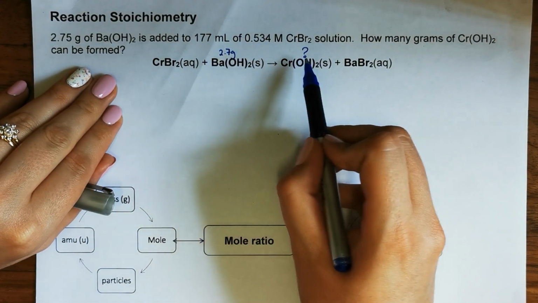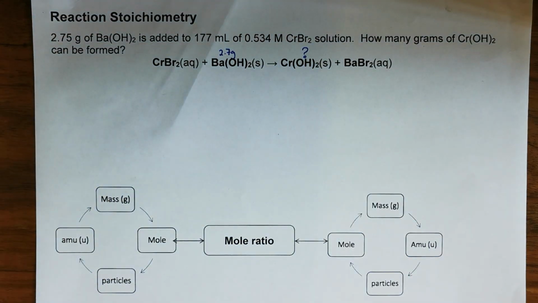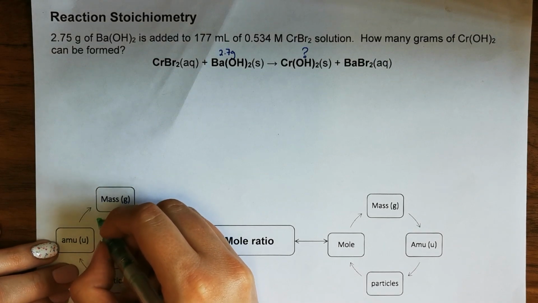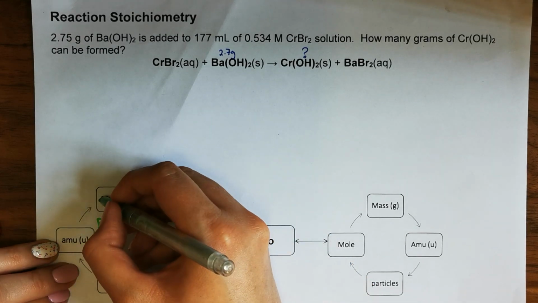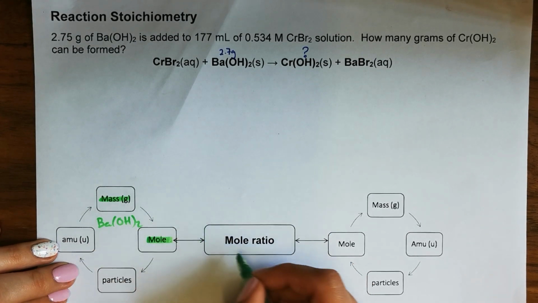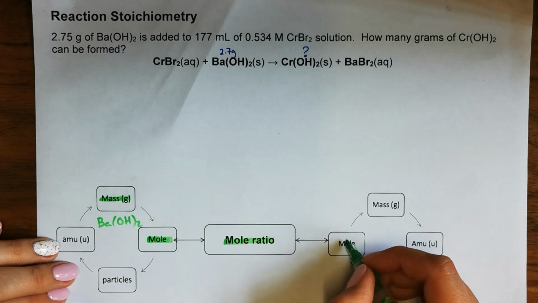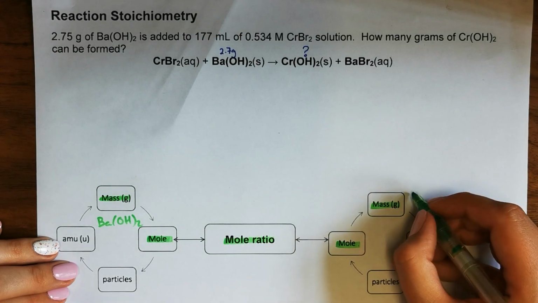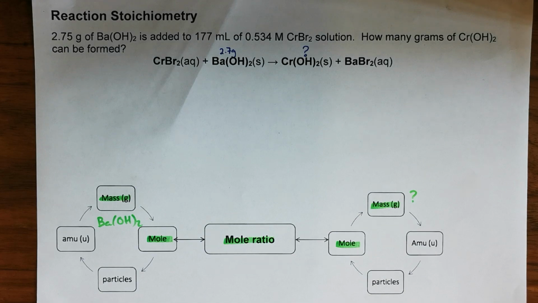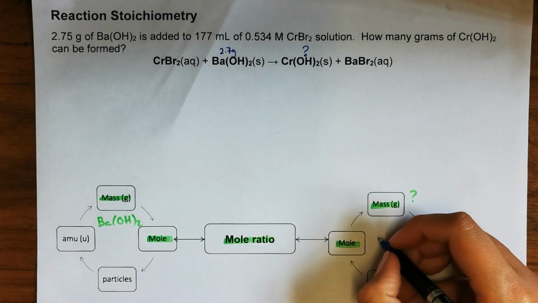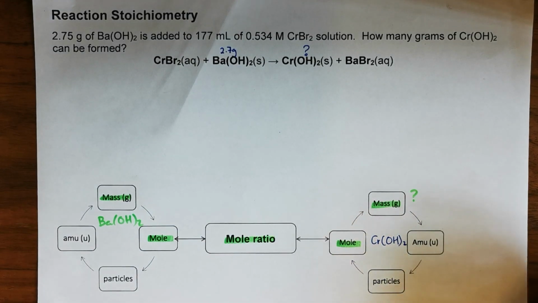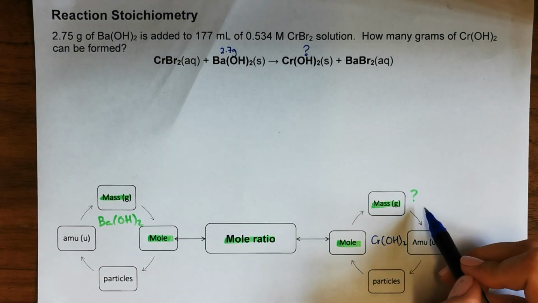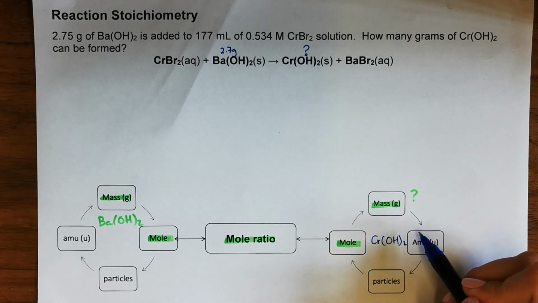Here we've got grams and here's the unknown grams. So it would be very easy when dealing with barium hydroxide to start at mass, to convert to moles, to go through the mole ratio and end up at a final mass of chromium hydroxide. Okay, this would give us a potential value for the theoretical yield.